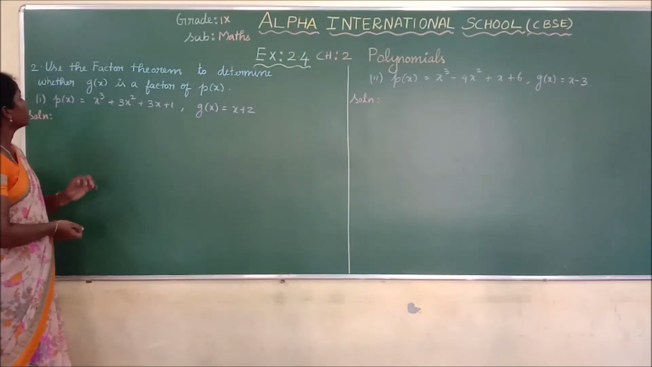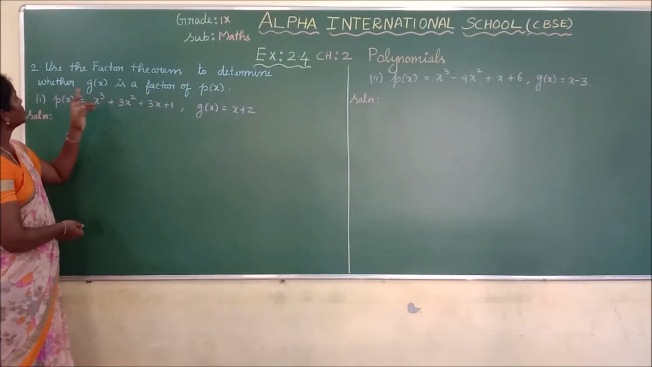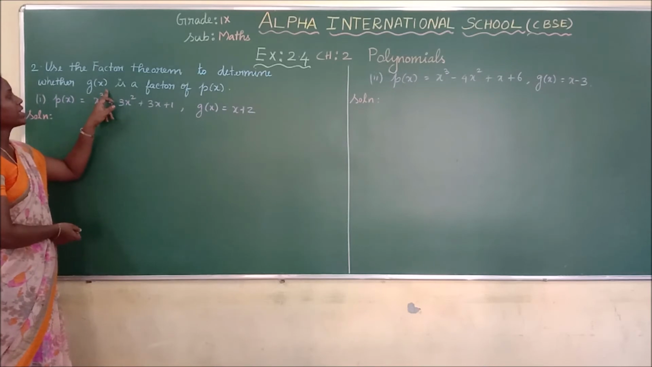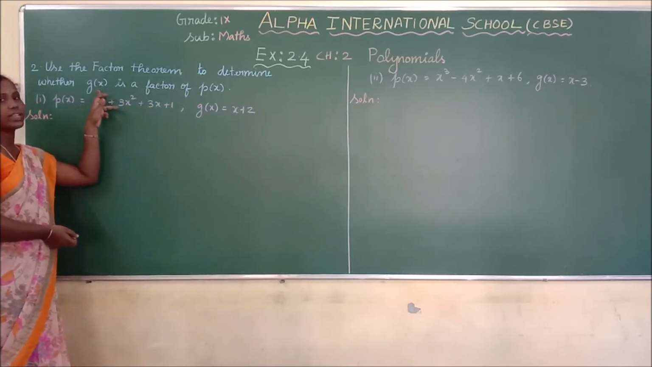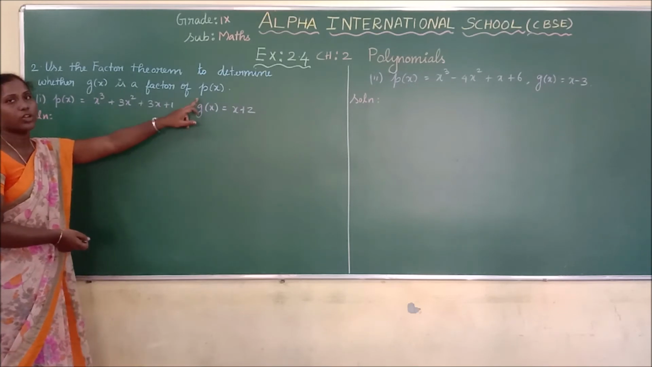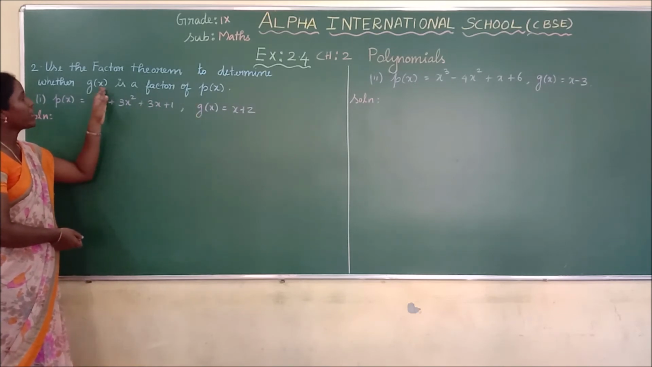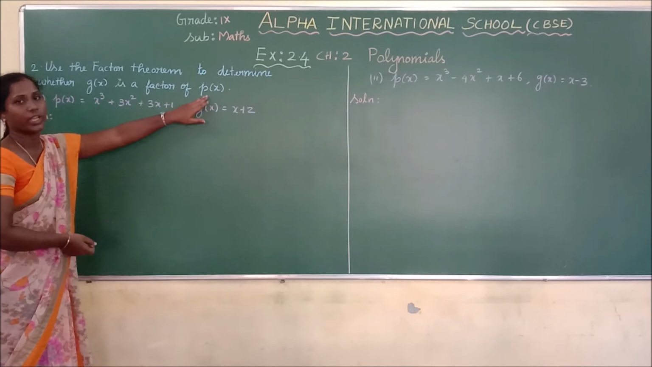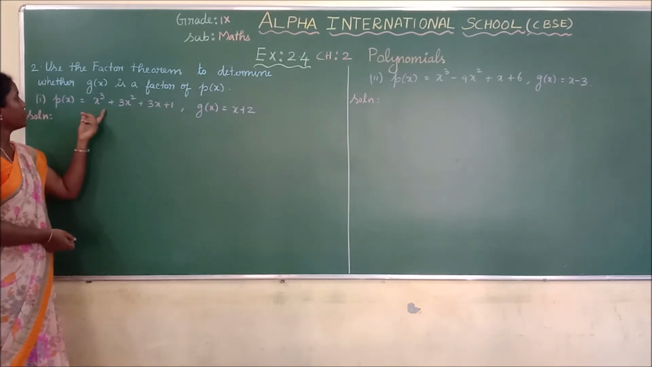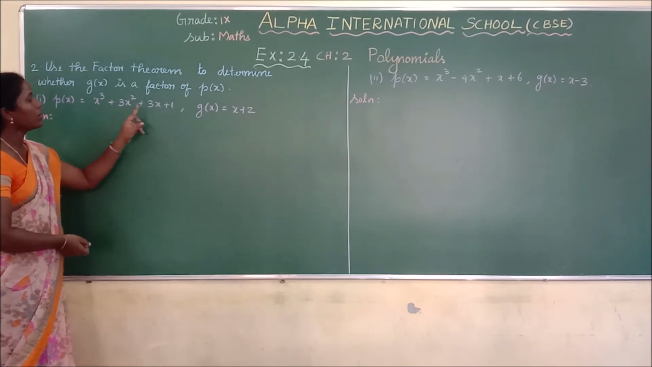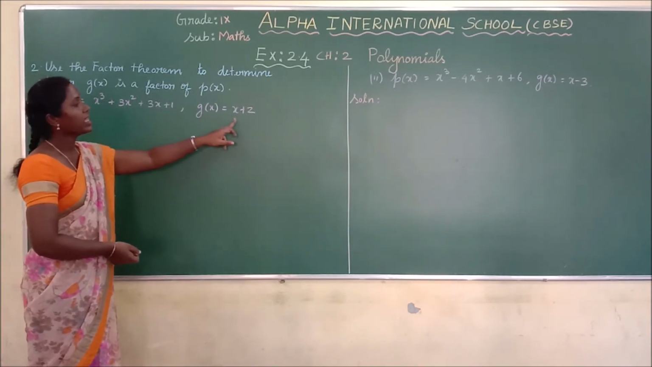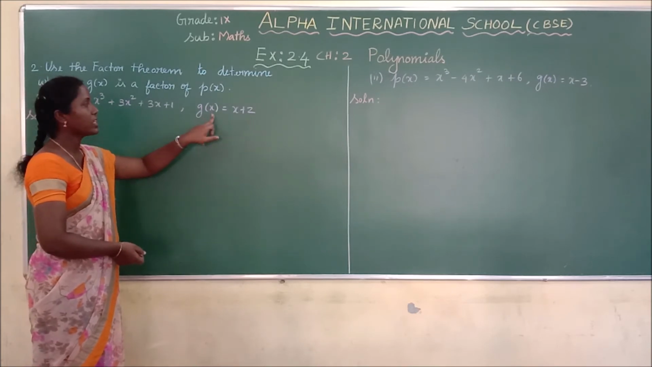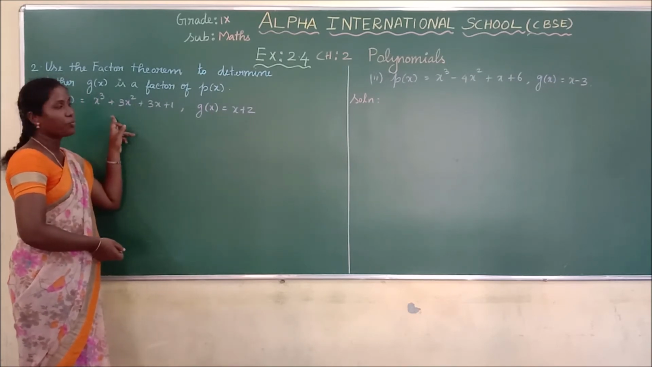Now the second problem: use the factor theorem to determine whether g of x is a factor of p of x. So g of x is a polynomial, p of x is also a polynomial. You have to determine whether g of x is a factor of p of x. In the first subdivision, p of x is given as x cubed plus 3x square plus 3x plus 1, and g of x is x plus 2. We have to determine whether g of x is a factor of p of x.